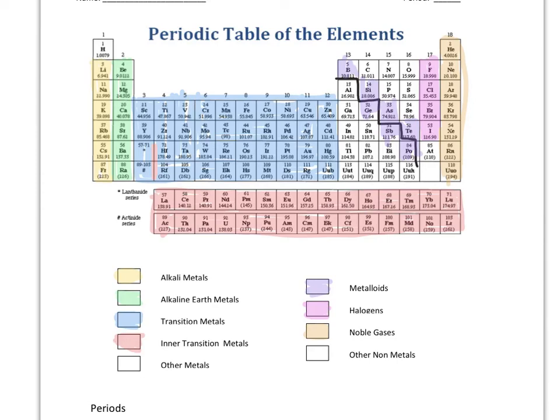And then let's find a color for the other nonmetals. What color did we not use? Let's go with that. So let's do the other nonmetals with this color. Those would be these right here, whatever nonmetals were left that we didn't color in. Don't forget hydrogen is a nonmetal. And then we're going to leave the other metals in white here. Those right here would be your other metals.